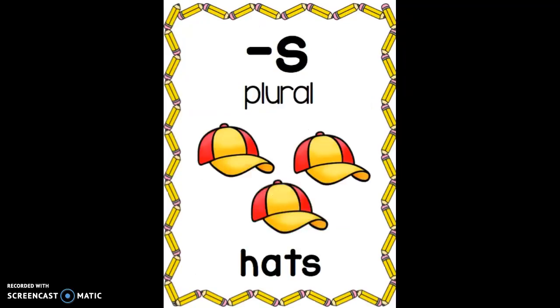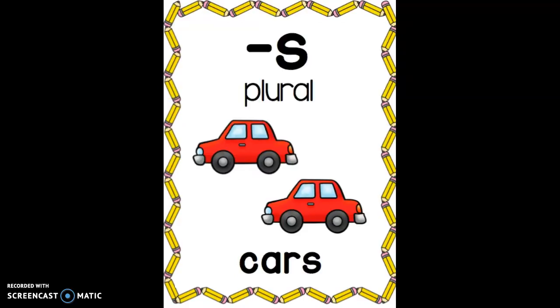Here's an easy one. The suffix s makes something plural, which means more than one. Hat means one, but when you add an s to the end, it says hats, which means more than one. It changes the word car, which means one thing, to the word cars, which means more than one thing. It's plural.